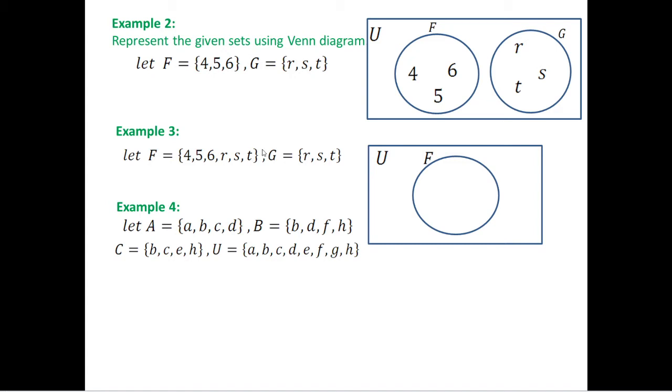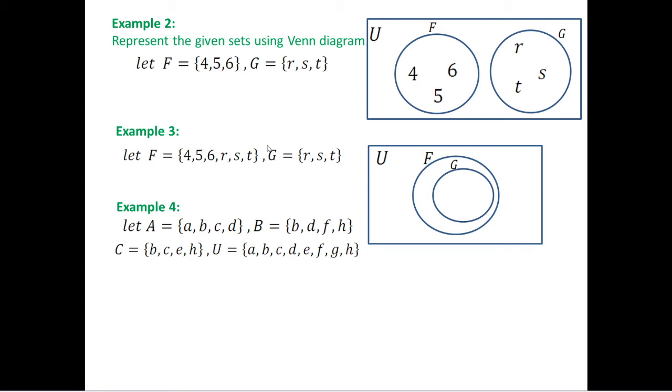So G is a subset of F. So we draw G inside F, because all the elements of G are also elements of F. So G is a subset of F. So that is how you draw a set which is a subset of another set in a Venn diagram.